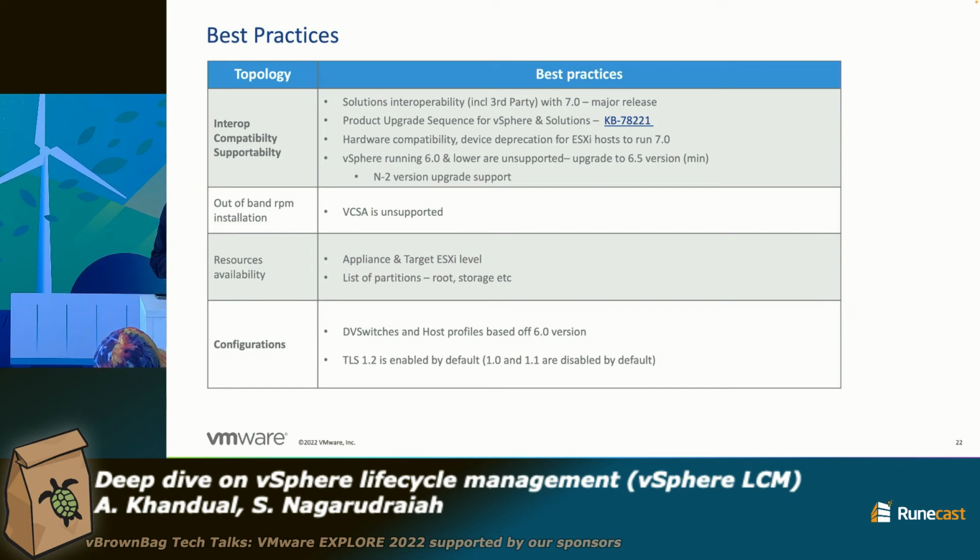Then we always support N-2. For example, if you are upgrading to vSphere 7.0, your minimum supported version is 6.5. You cannot upgrade from 6.0 to 7.0. So N-2 support has to be kept in mind. Then out of band we already discussed. Resource availability is a very important thing.